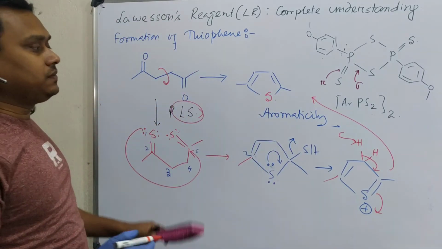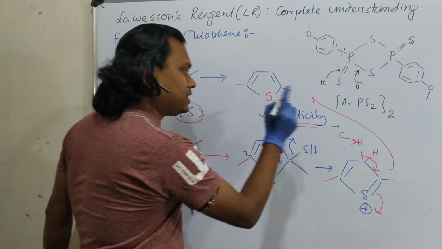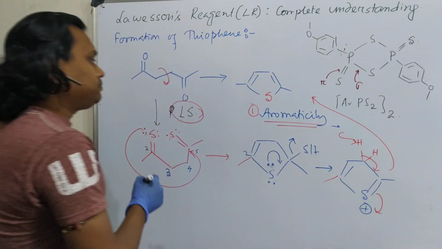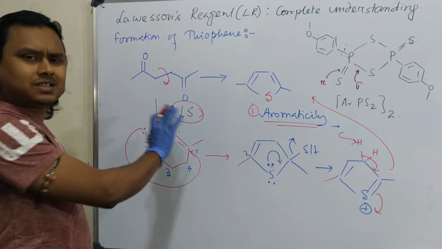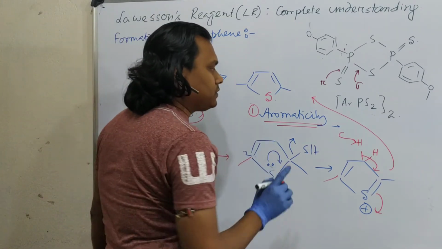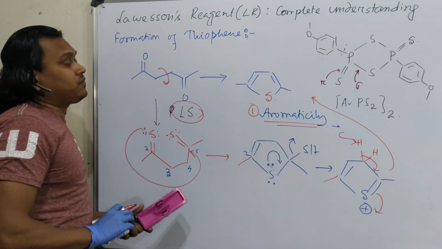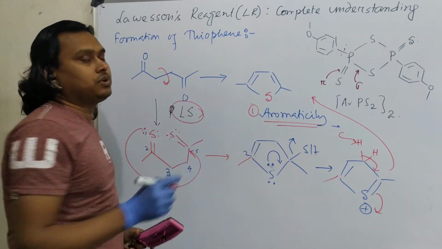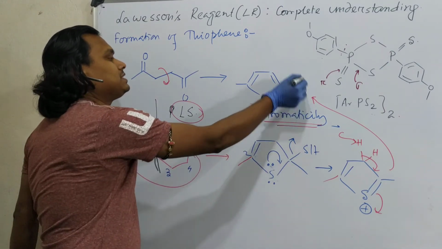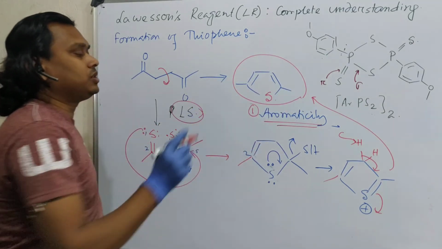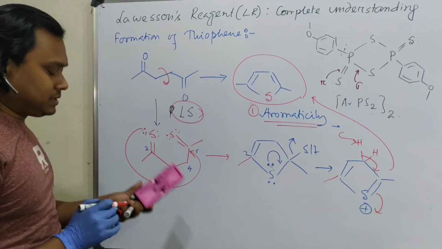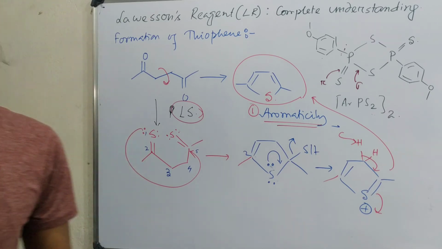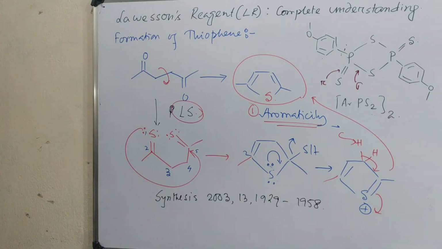Okay, and the driving force is aromaticity. Previously, in the earlier case, the driving force was different, but in this case the driving force is aromaticity. So in this way, these sulfur-based compounds, these thiophene derivatives, are produced, and the most important thing, this aromaticity is the driving force of this molecule. So this is the overall discussion, and now I will give you the reference of this problem.